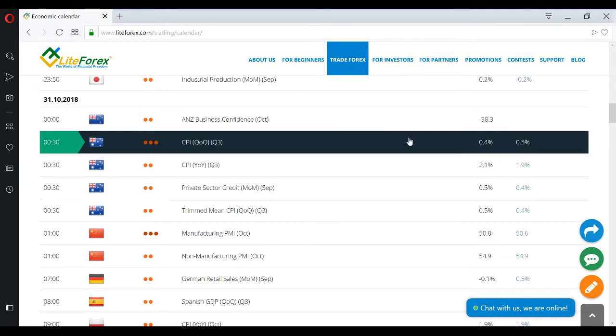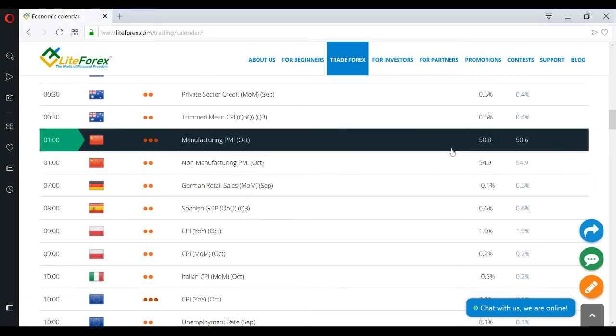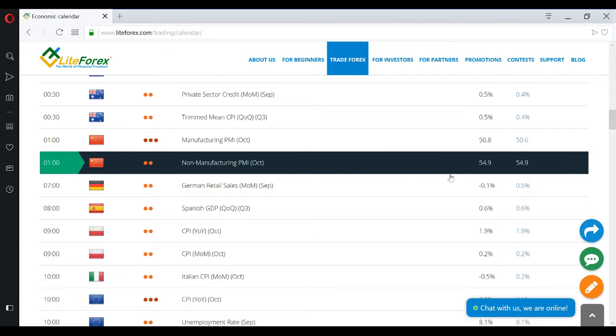Firstly, during the Asian session, Australia will release CPI, Consumer Price Index, which is the main indicator of inflation in the country. In addition, Australia releases this indicator only once a quarter, so once in 3 months, and that's why the importance of this indicator is higher. You can see that the forecast is positive, and the higher reading will have a good impact on the Australian dollar.